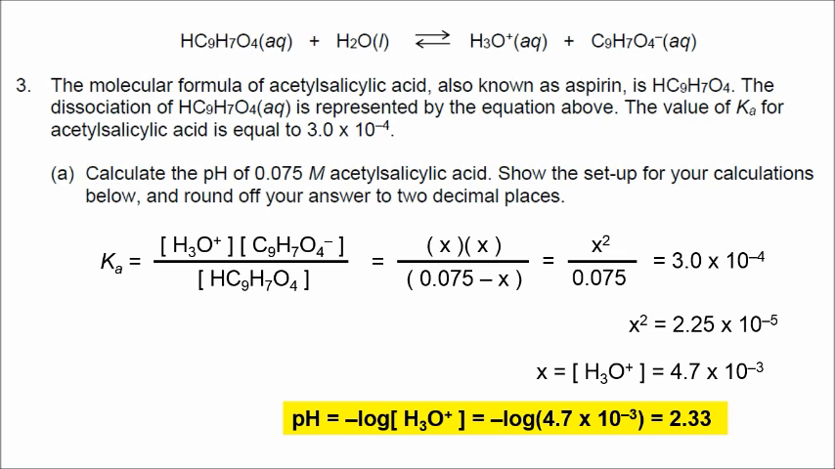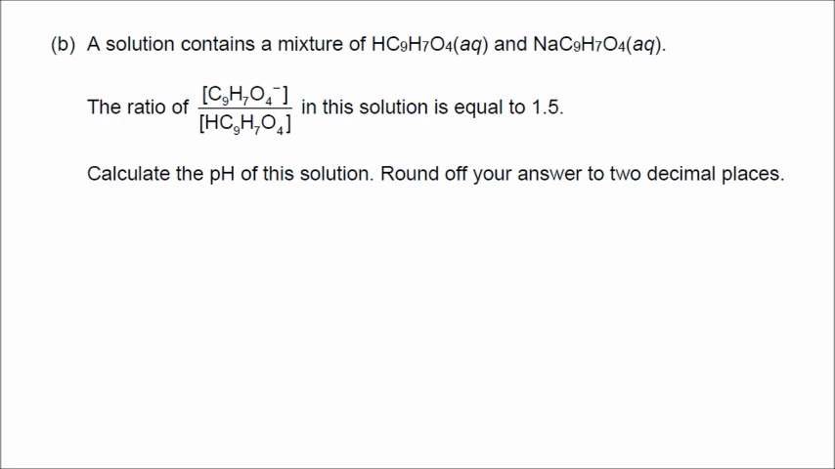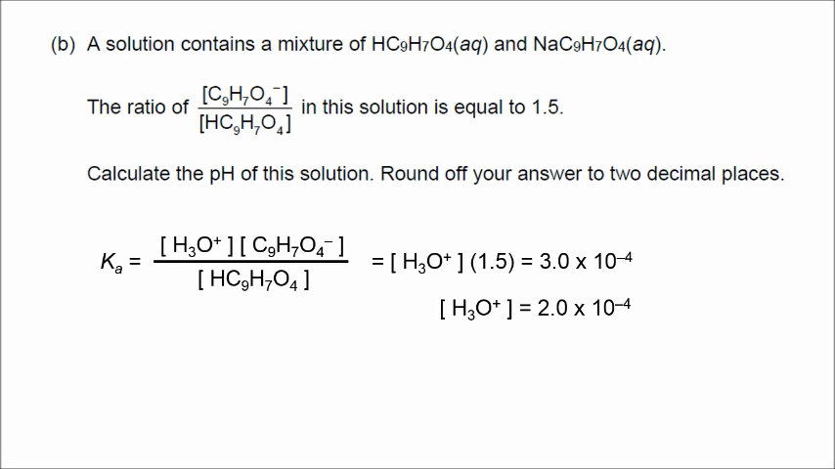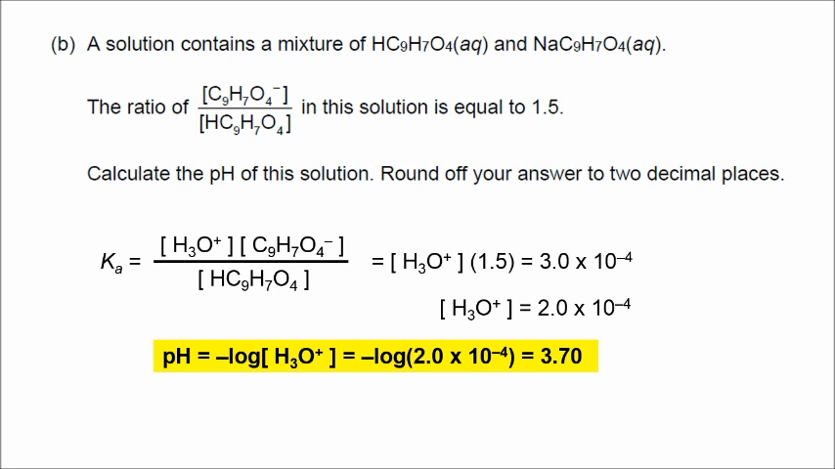Now on to part B. We have the same Ka expression, but this time they've given us a ratio of A- to HA. So the ratio of the conjugate base to the original acid is 1.5. Therefore, Ka is equal to hydronium times 1.5. Hydronium is equal to 2.0 times 10 to the negative 4, and the negative log of that is going to give us a pH of 3.70.